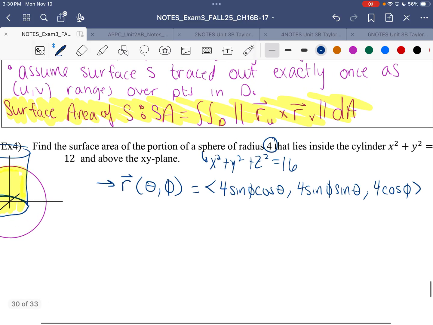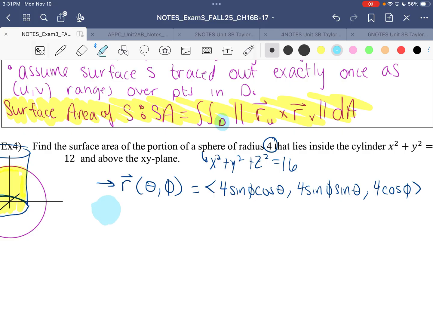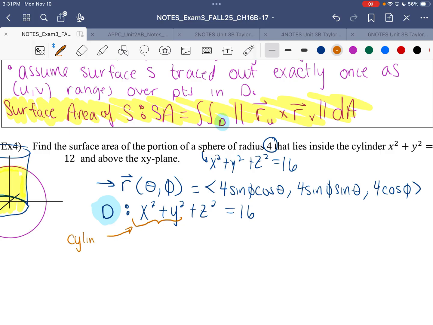So look at the different parts of the surface area. We need to have the r function and we need the domain. So we had the sphere and then it's being restricted down to a cylinder above the xy plane. So your domain is basically that restriction that it's staying within. So let's think of where it's going to intersect the cylinder. From the cylinder, what was the cylinder part equal to? Yeah, that was equal to 12.